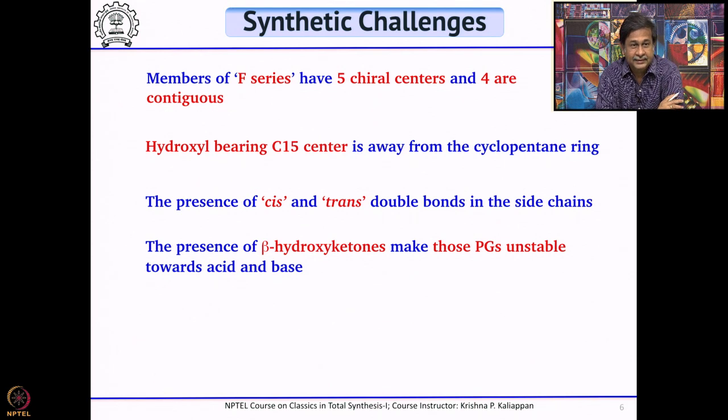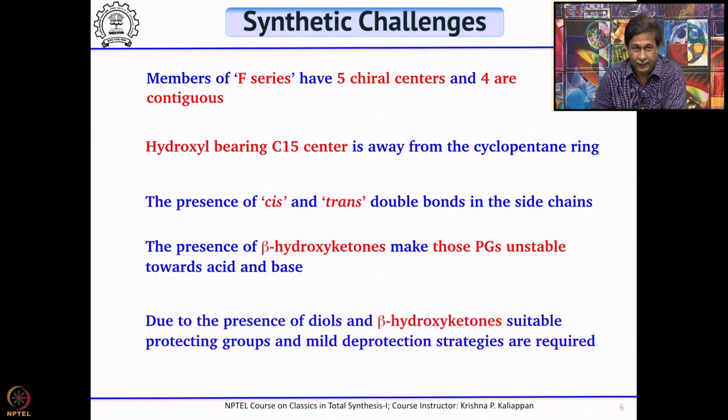And the prostaglandins D and E have a beta hydroxy ketone, that is an aldol. Okay. Once you have this aldol, as you know, they are slightly unstable when you treat that with acid or base. So one should be extremely careful when you reach that stage; you should not use acid or base. And because you have beta hydroxy ketone and diols and triols, the synthetic strategy should have proper protecting groups, and also orthogonal protecting groups. Your two different protecting groups should be introduced and cleaved at different times. Okay. So these are the synthetic challenges one could expect while talking about total synthesis of prostaglandins.